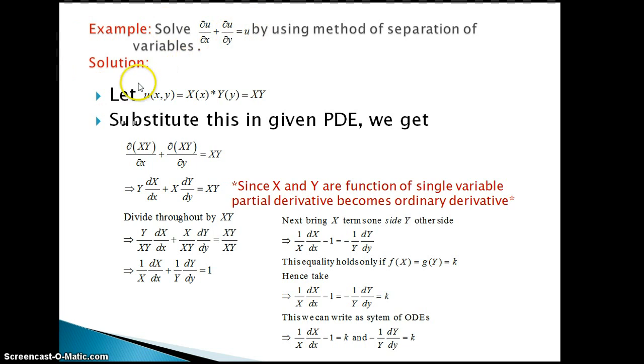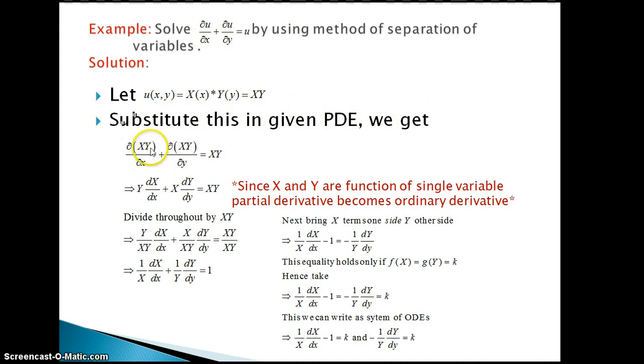Now as I mentioned in the working rule, the first step is you observe u is a function of x, y. So you decompose u of x, y as a product of capital X and capital Y, and capital X is a function of x only, capital Y is a function of y only. Then substitute this in the given PDE. You substitute this in the given PDE here.